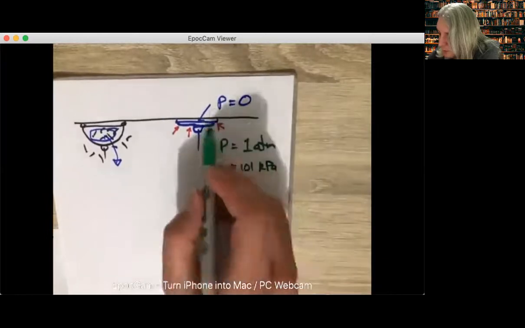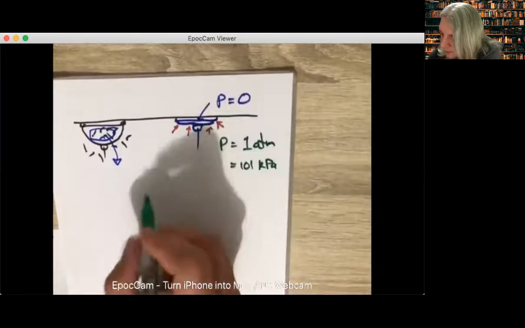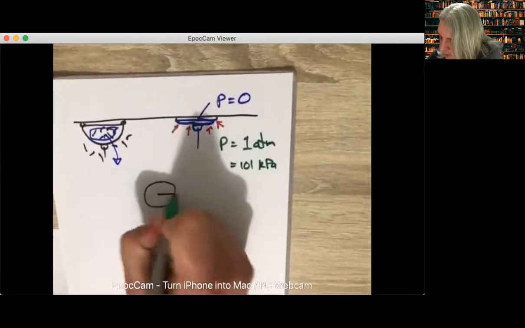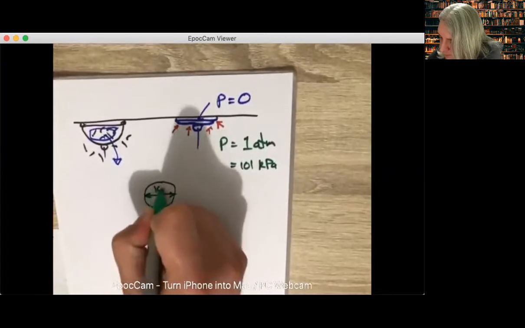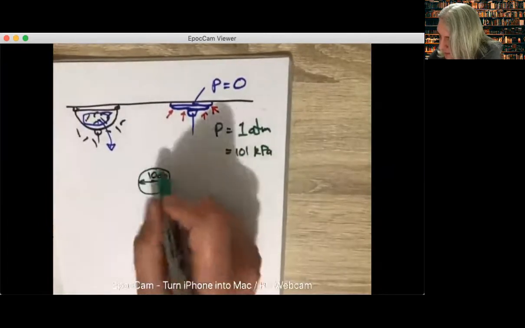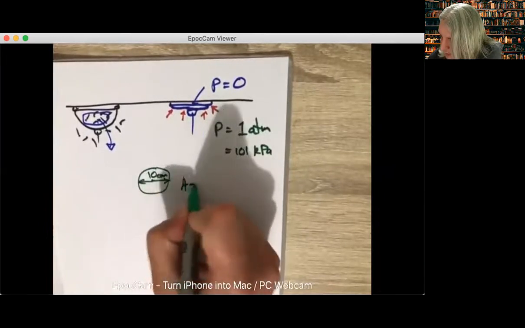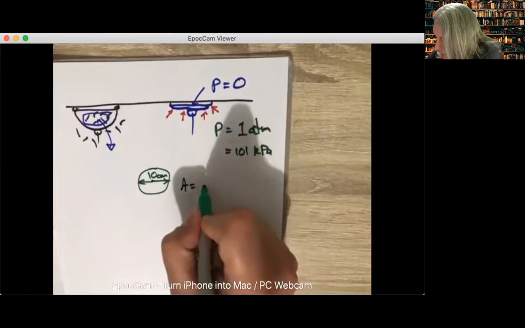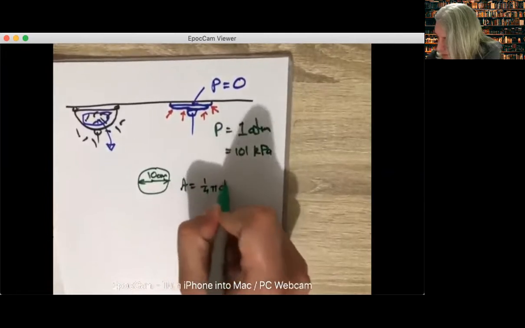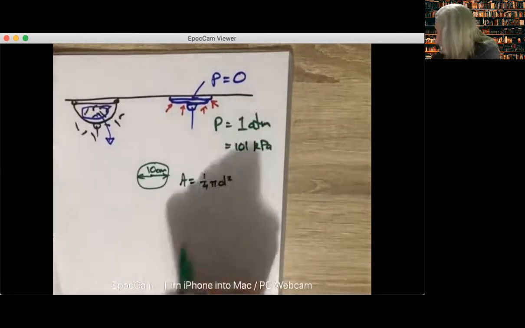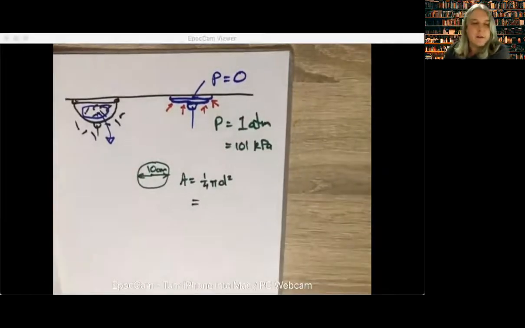So if we've got 101 kilopascal pushing upwards and no pressure pushing downwards, then we can figure out the force, because they're both applied to the same area. They're both applied to a 10 centimeter diameter circle. Right? So the area, looking top down now, is going to be pi r squared, or a quarter pi d squared if you prefer. Either way, you can calculate the area of our suction cup.